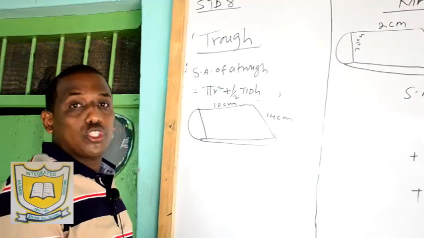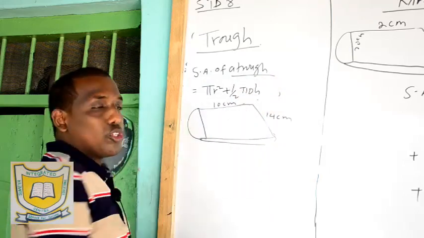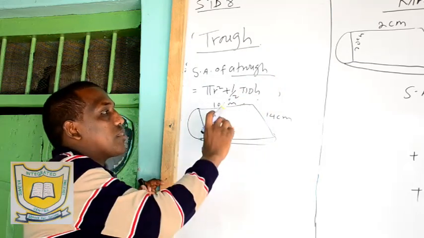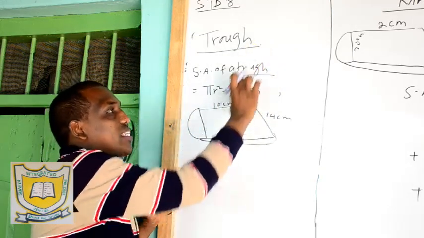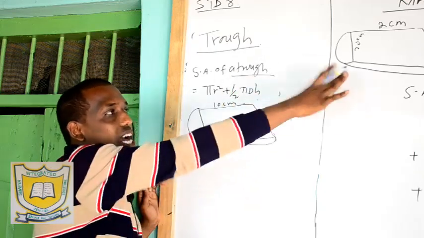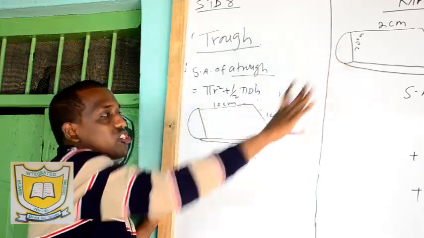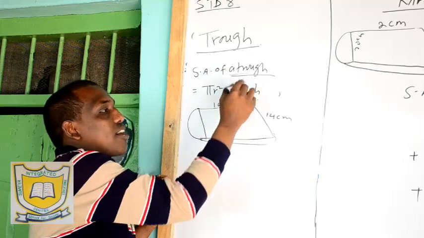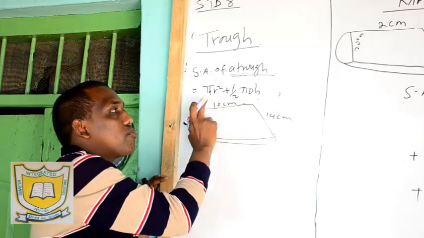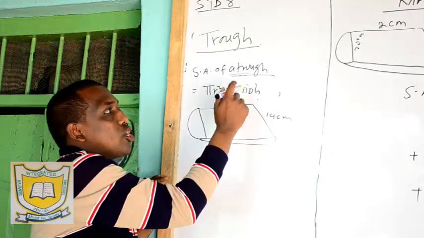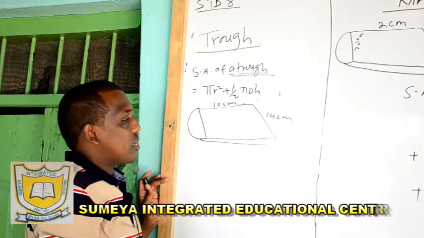In an exam, they will mention the word trough. Sometimes they will draw. If they don't mention the word trough and they have drawn the figure, that one is a half solid, and the formula is πr² plus ½πd plus πdh. But once they mention the word trough or hollow, that one is a trough. The formula is πr² plus ½πdh. What you will consider is only this term for the trough or hollow.